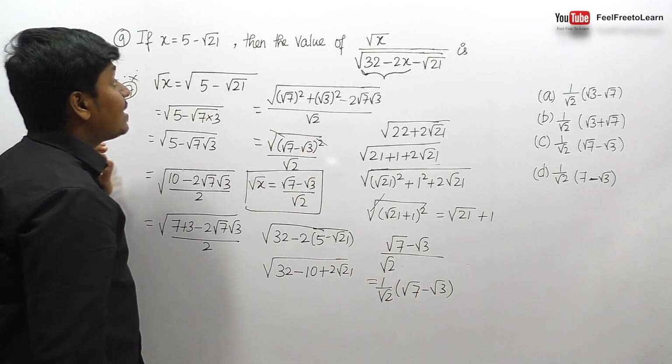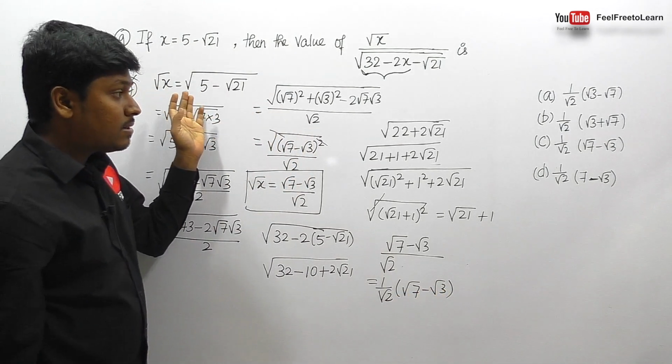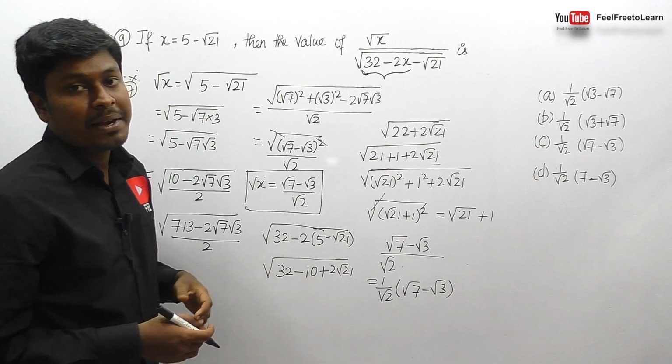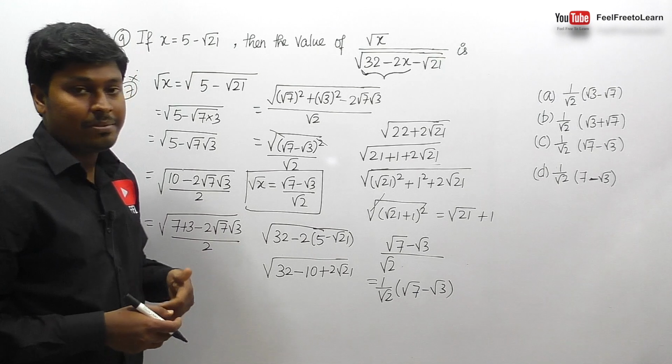So finally we got an answer for question number 9, that is option number C, right? So option number C is 1 by root 2 into root 7 minus root 3. So option number C will be your answer.